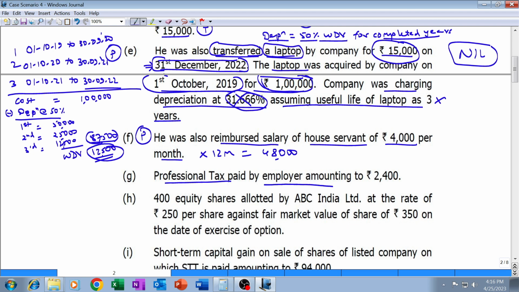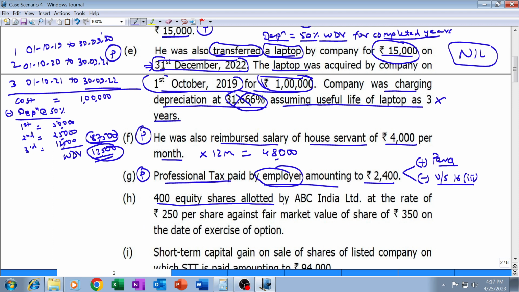Professional tax paid by employer amounting to 2,400. If employer is paying professional tax from his own pocket, there will be two effects. Deduction will certainly be allowed under section 16, clause 3. That is for sure. But if it is primarily the responsibility of employee to pay the professional tax, and it is paid by employer, then there will be two treatments. First, it will be added in the salary as a perquisite. So this is also perquisite. First you add, then you subtract. Eventually it will get nullified, but you have to give the effect.